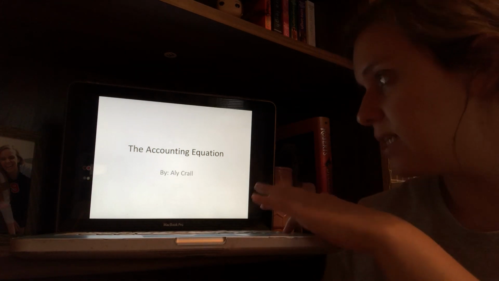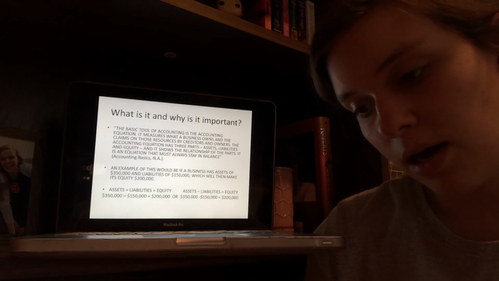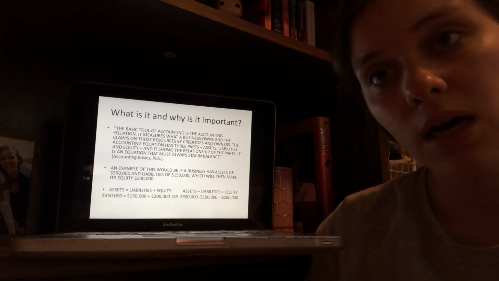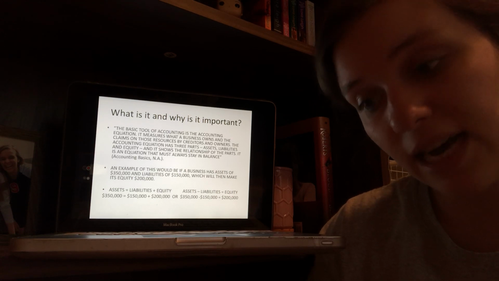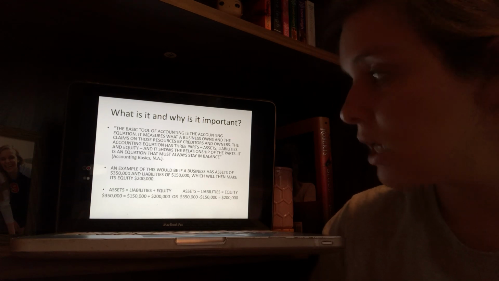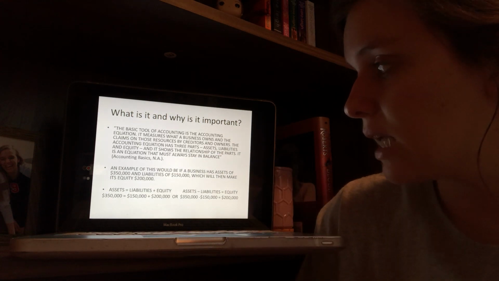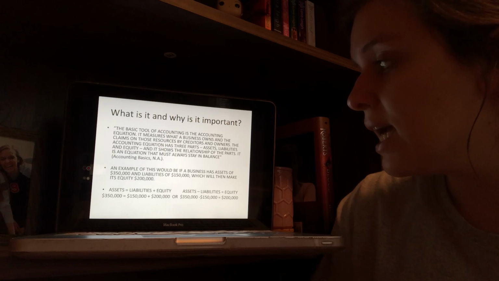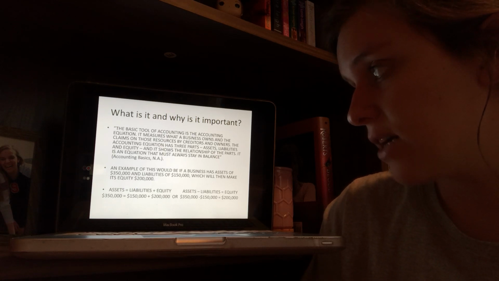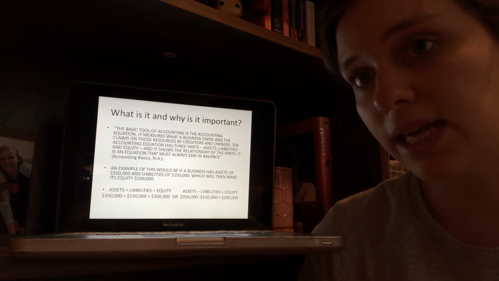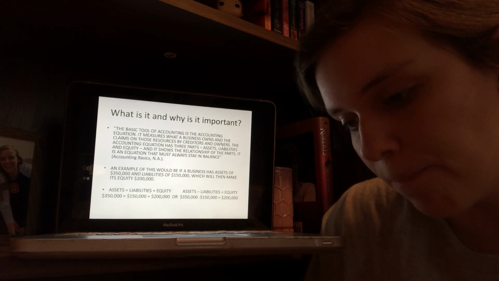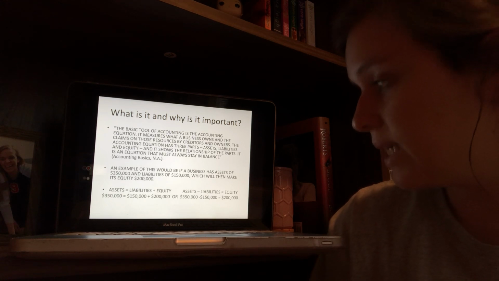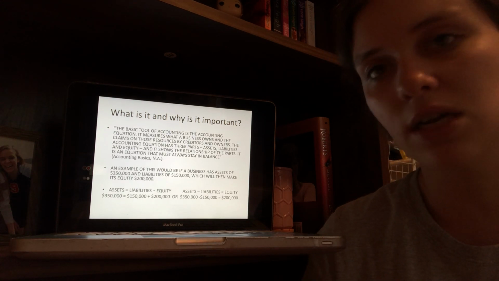An example of this would be if the assets equaled $350,000, liabilities equaled $150,000, and equity was $200,000. And as you can see here, it says the assets are $350,000, liabilities are $150,000, and the equity is $200,000, and the liabilities plus the equity add up to your assets. And off to the right, it says assets minus liabilities equals equity, which is just another way of doing it.